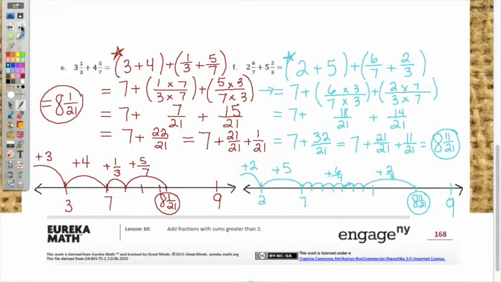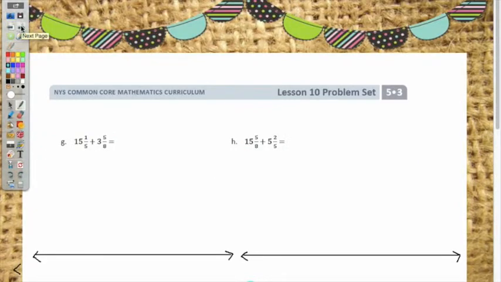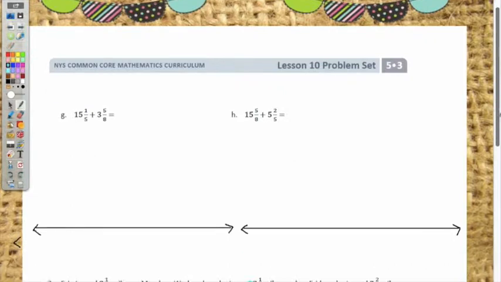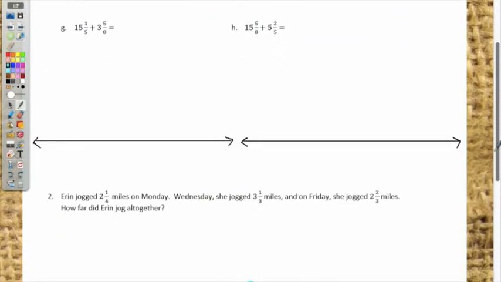We're going to go to the next page. We'll practice G together, and you can do H on your own. They're very similar. G, I want you to just circle G. It's pretty important for the exit ticket. The first one on the exit ticket is just like this. And I'll talk about that in a minute, okay? We're going to work through this one together.